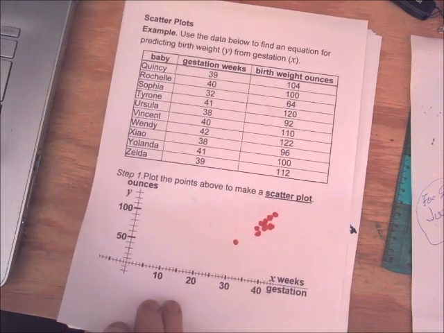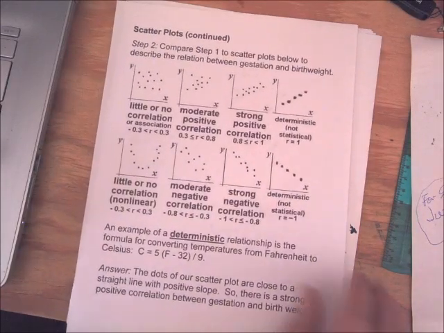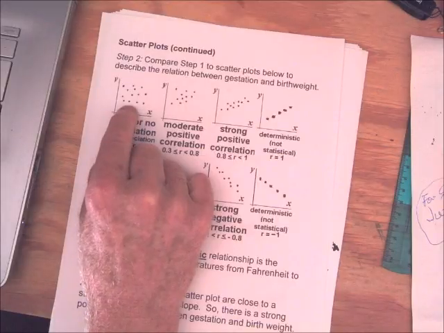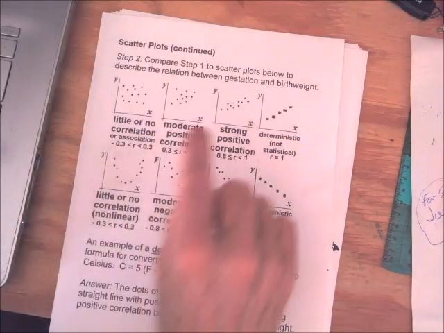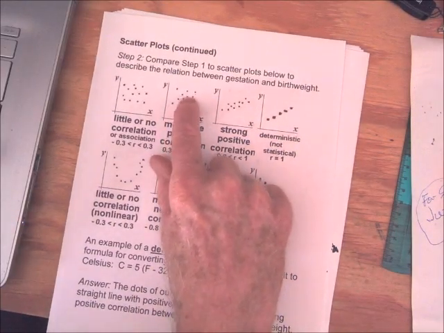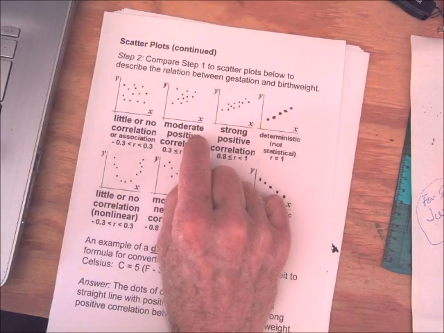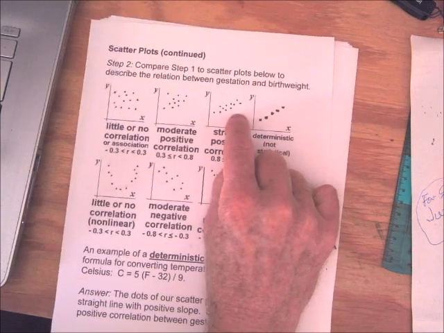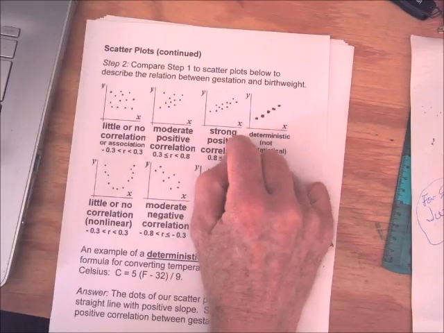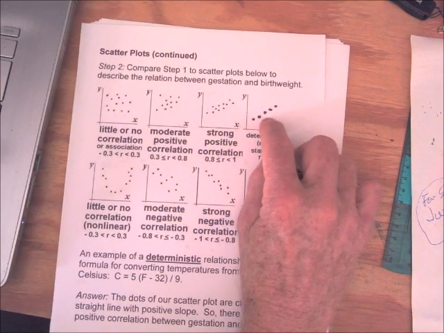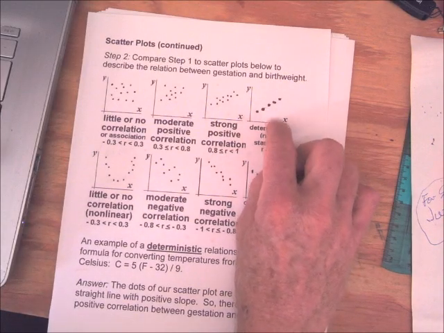So I could show you some graphs here. If the dots are spread out all over the place, that's little or no correlation. And if they're somewhat close to a straight line, that would be a moderate correlation with a positive slope. It goes up as you go left to right. That's a moderate positive correlation. If they're even closer to a straight line, there would be a strong positive correlation. And if they're exactly on the same straight line, it's a perfect correlation. It's deterministic rather than statistical.